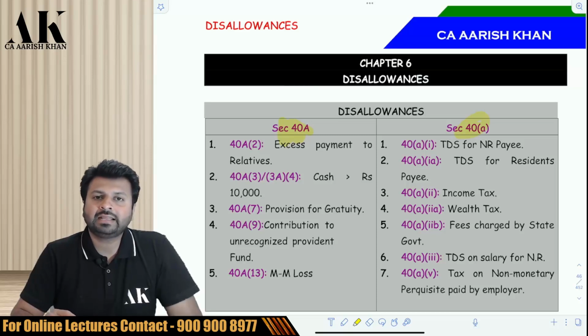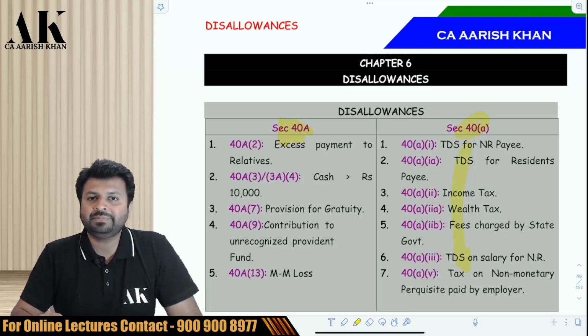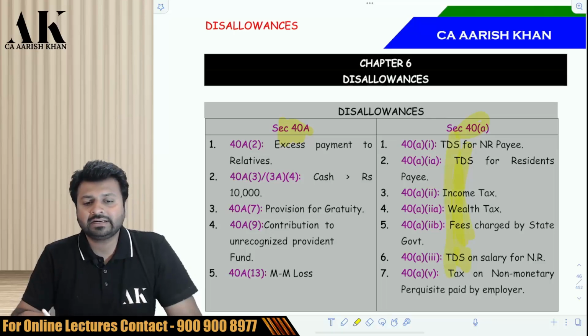Why has the government categorized all the disallowances into two categories? Let us try to understand that first. Section 40(a) considers disallowances with respect to different kinds of taxes, like if you do not deduct TDS, or if you do not pay tax, the wealth tax, the income tax and other kinds of taxes, which are getting disallowed over here.